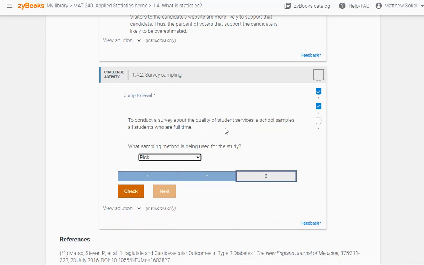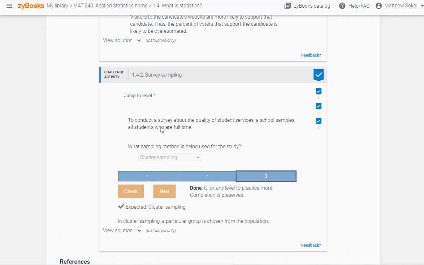All right, to conduct a survey about the quality of student service, a school samples all students who are full-time. What type of sampling method is this? This is called cluster, because they're just taking the cluster of all the students who are full-time.